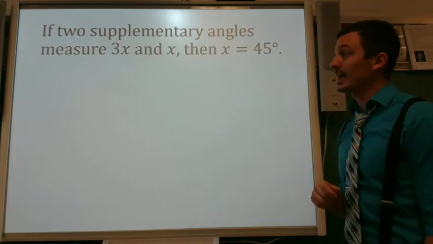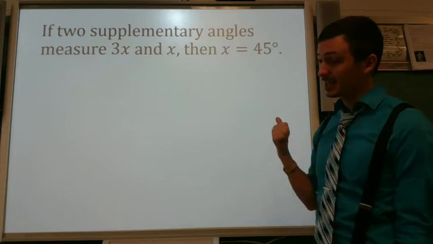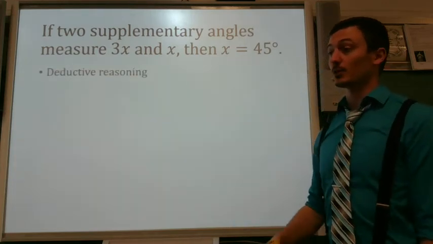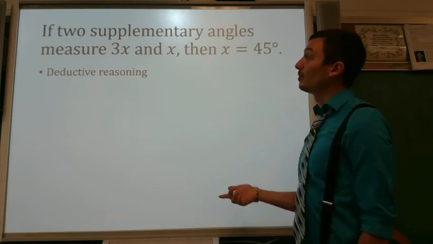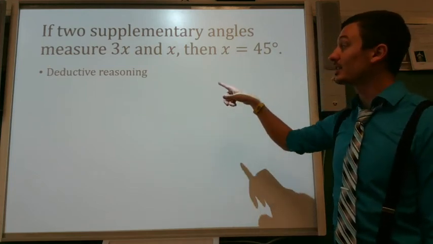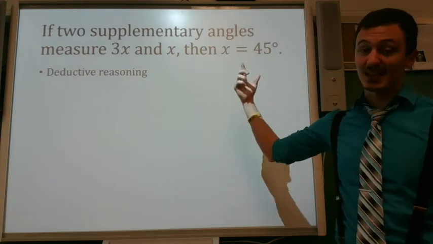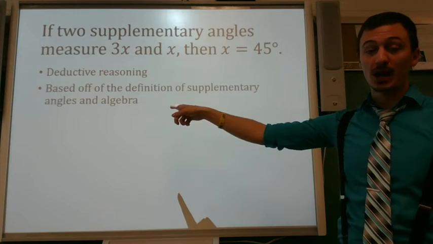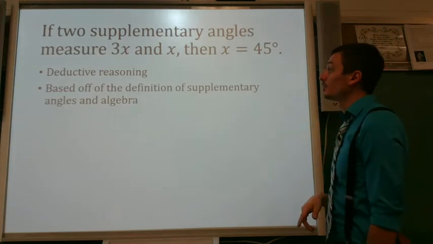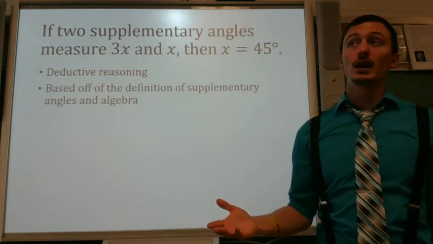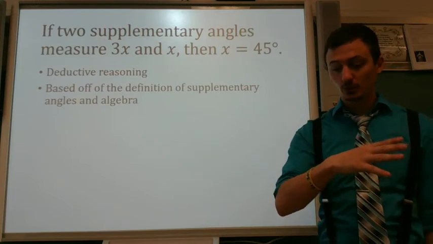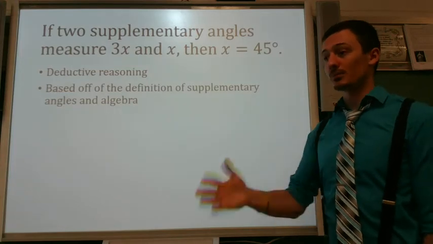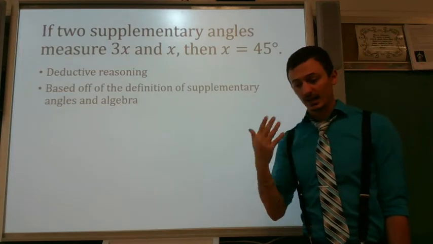If two supplementary angles measure 3x and x, then x equals 45. This is also going to be deductive reasoning for several reasons. By the definition of supplementary, I know that 3x plus x has to equal 180, and by a little bit of algebra after that, we can solve x to be 45. So it's all knowledge that we have before, not of the past, but of theorems and postulates and definitions and algebra and things like that.